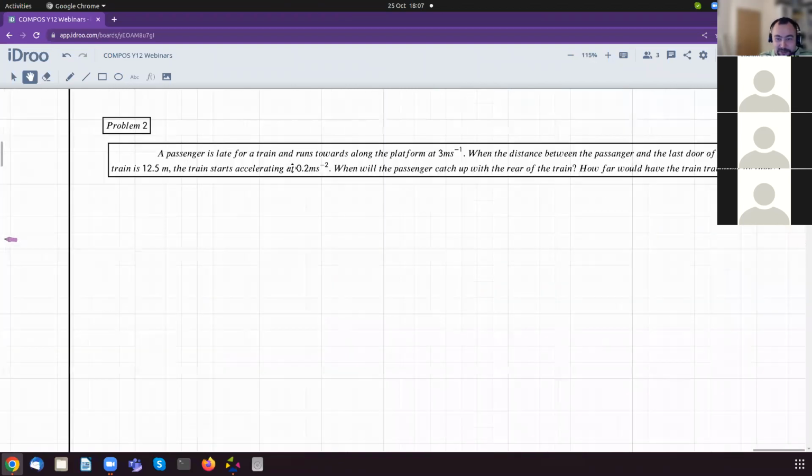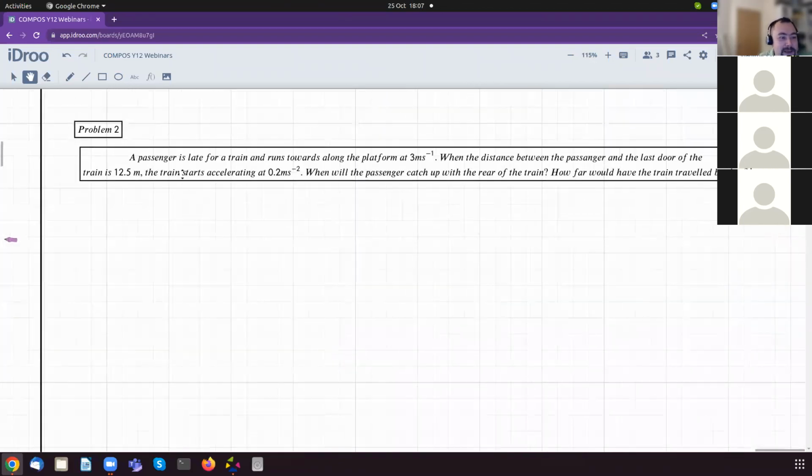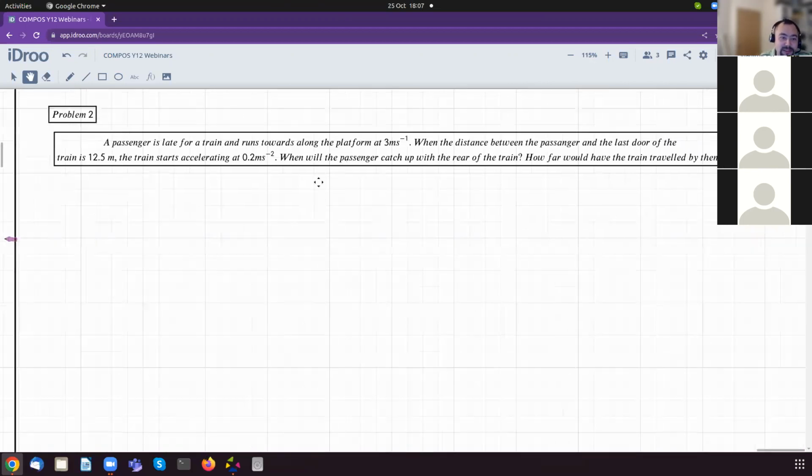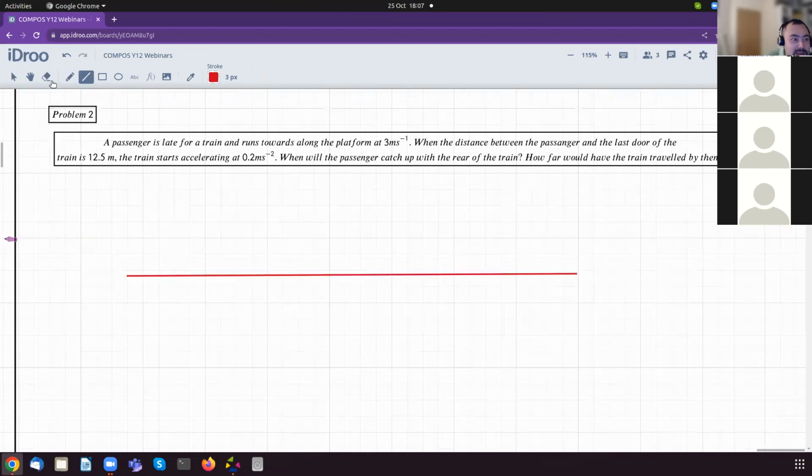Right, and let's get to slightly harder questions. A passenger is late for a train and runs towards it along the platform. So what do we have? So we have a platform, and then there is the train. There's the train.